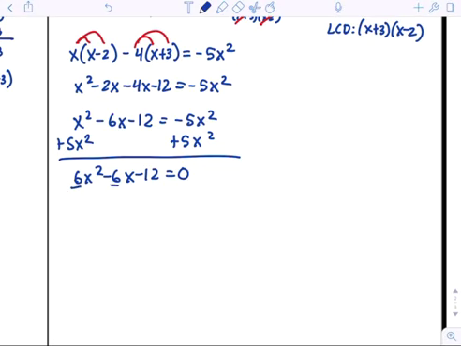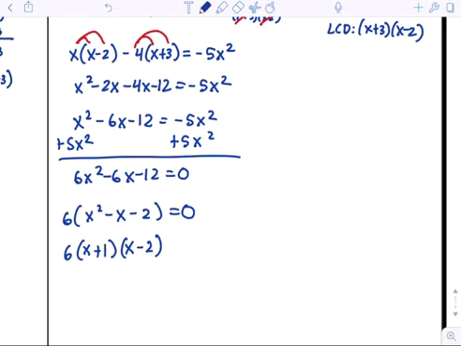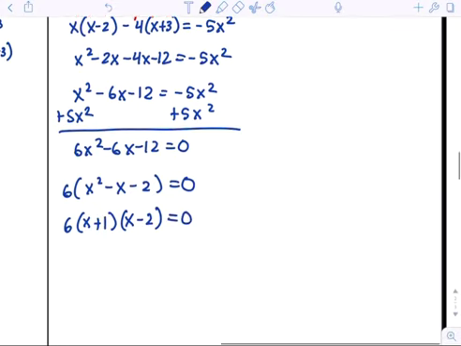One thing I notice again is that both of these can be factored by a 6. So 6 out of x squared minus x minus 2 is equal to 0. Now let's factor the trinomial on the inside of the parentheses. We need two things that multiply to -2 but when added give you -1. So we're going to get -2 and +1. So x is going to equal -1 and 2.